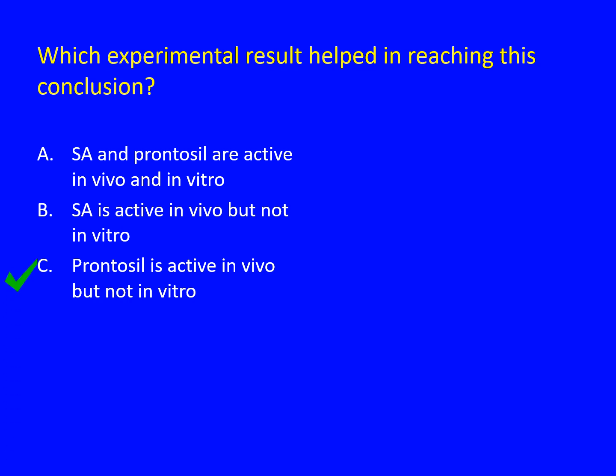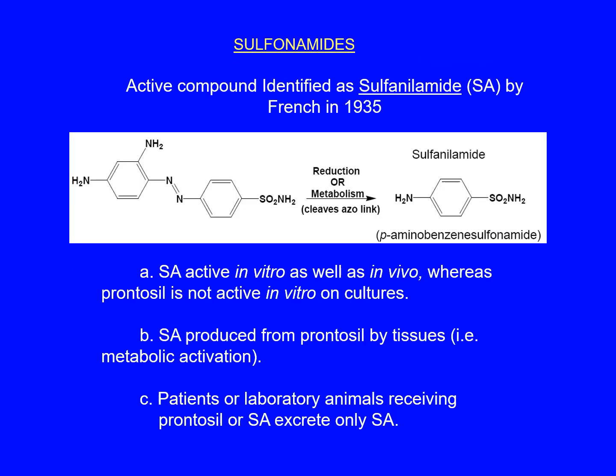Well, the answer is C. So it turned out that Prontosil is active in vivo and not in vitro. And this makes sense from what we just explained. And here are the sets of results that were shown at the time. Sulfanilamide is active in vitro as well as in vivo, whereas Prontosil is not active in vitro or in culture. And sulfanilamide can be produced from Prontosil by tissues because you need metabolic activation. Patients or lab animals receiving Prontosil or sulfanilamide excrete only sulfanilamide. And those are very important results for sulfonamides.